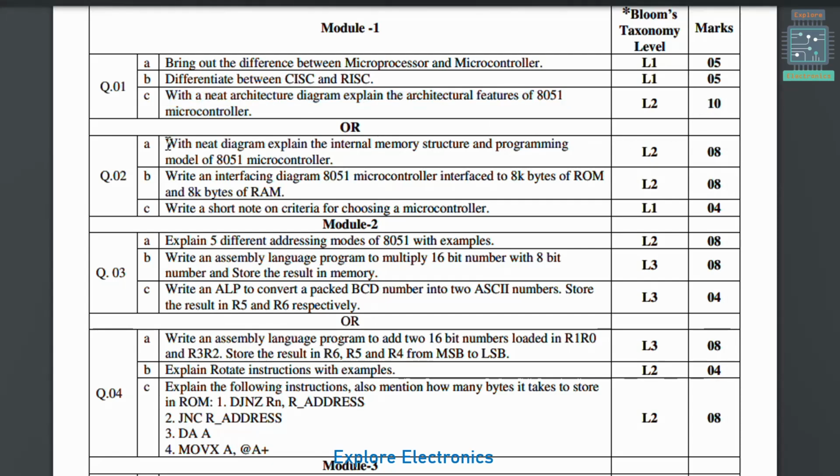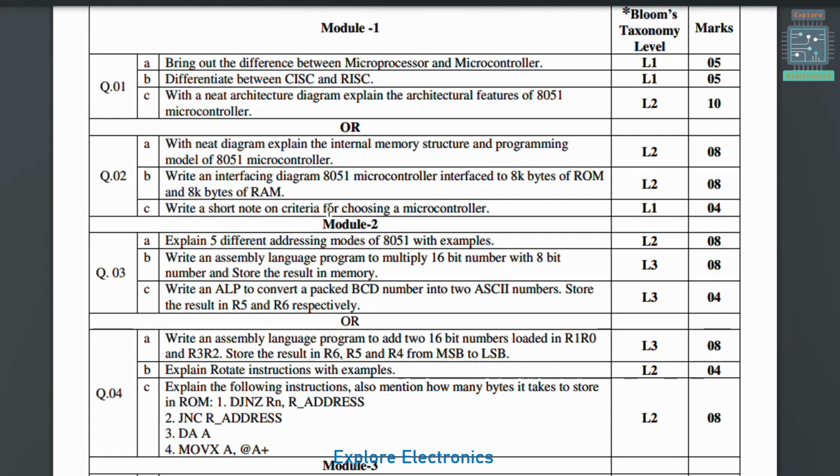And then with the diagram, explain the internal memory structure and programming model of 8051 microcontroller. This is the memory architecture, memory structure of 8051 and programming model. Then write an interfacing diagram of 8051 microcontroller interface to 8K bytes of ROM and 8K bytes of RAM. This is the interfacing diagram you need to write with respect to these memories.